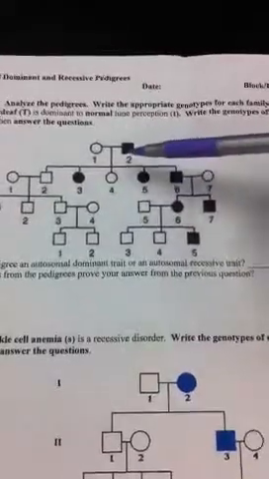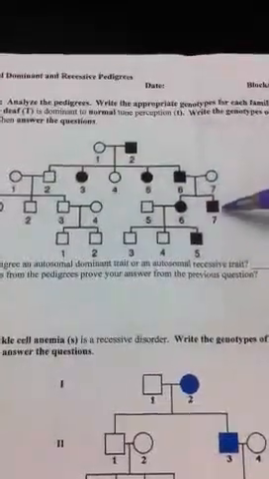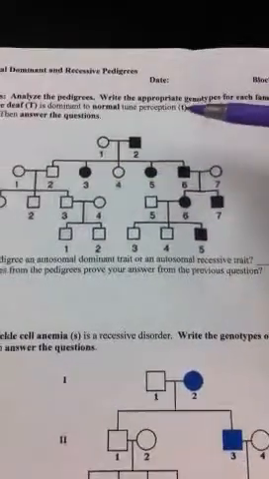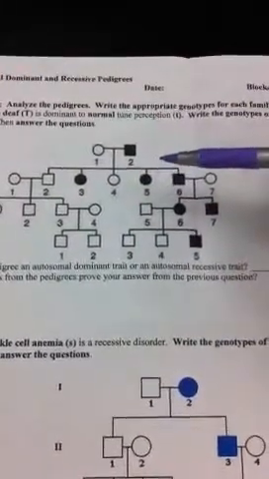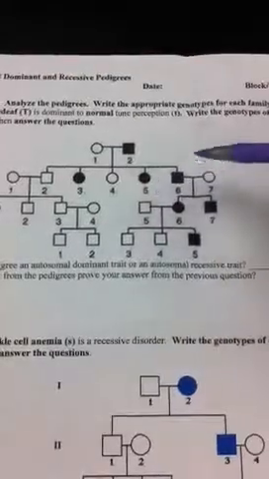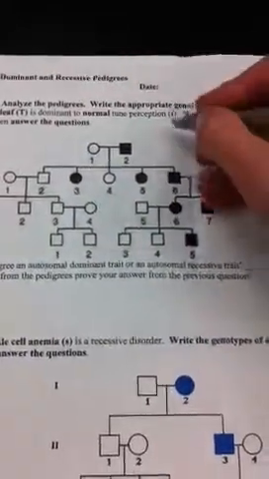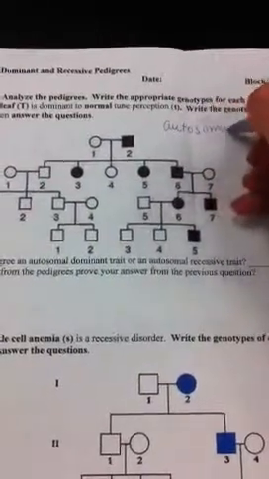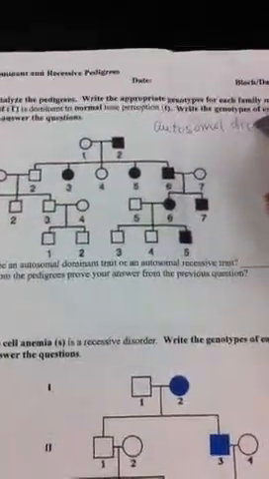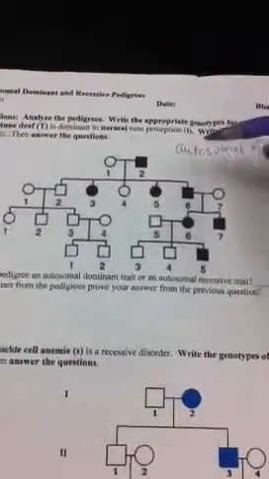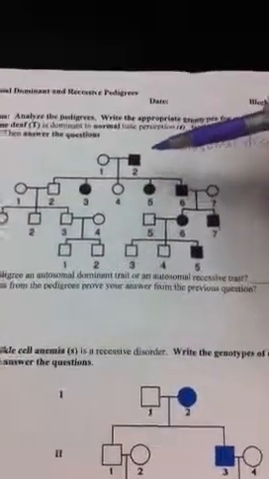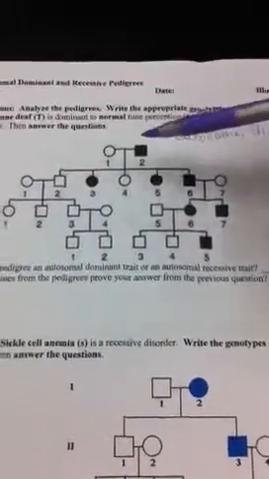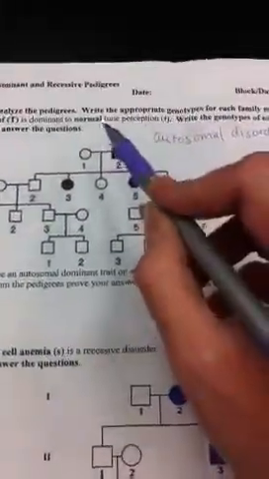So in this case, I see that we have 1, 2, 3, 4 males affected and 1, 2, 3 females affected. So if there's just about an equal amount of males and females affected, that means it's an autosomal disorder. Meaning, this is something that happens to our chromosomes, numbers 1 through 22. So let's take a look.